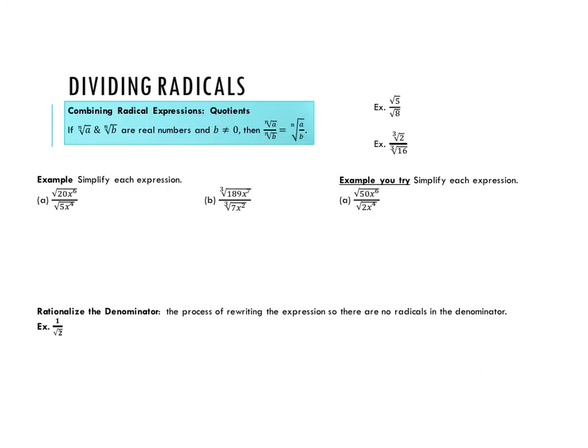So let's talk about dividing. Combining radical expressions with quotients. If you have the nth root of a and the nth root of b, and these are real numbers where b is not equal to 0, then the nth root of a over the nth root of b is the nth root of a over b. For example, that top problem, I can write it as a giant square root sign of 5 over 8, which, remember, because it's the same root, I can write it as a square root sign if I want to.